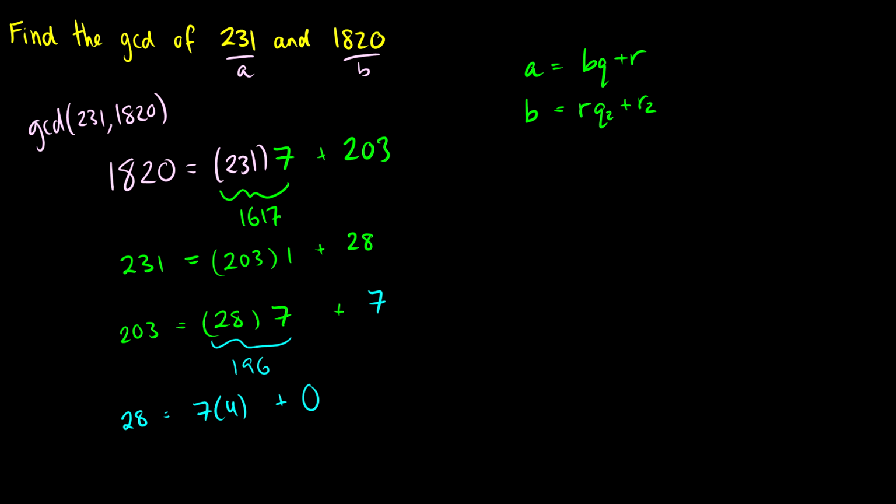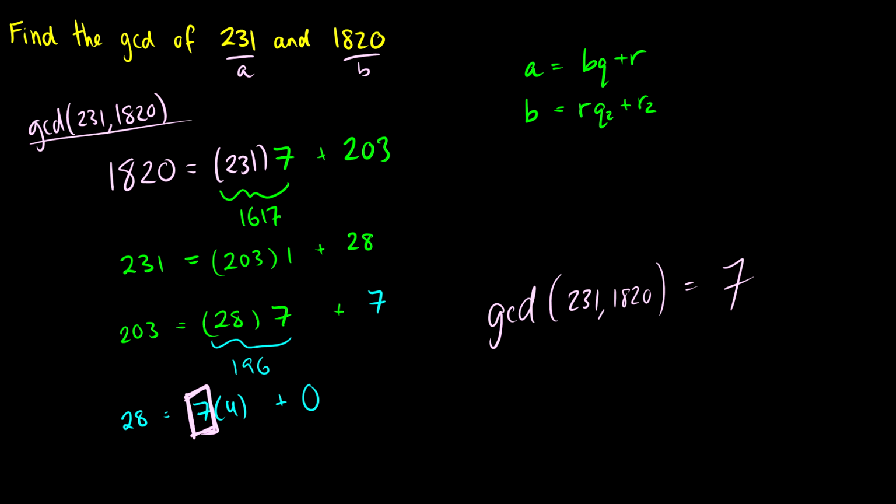So now we are at the end of the algorithm here because we have a remainder of 0. And we see that our GCD is going to be this number here, which is 7. So the GCD of 231 and 1820 is going to equal 7. So that's using the Euclidean algorithm. I highly suggest when you do these, you have a calculator, but of course, if you're in an exam situation, you probably won't have access to one. So make sure you're fairly decent at doing arithmetic by hand.